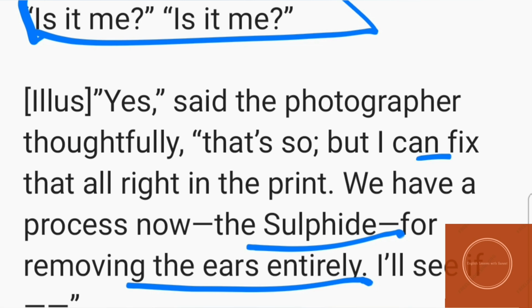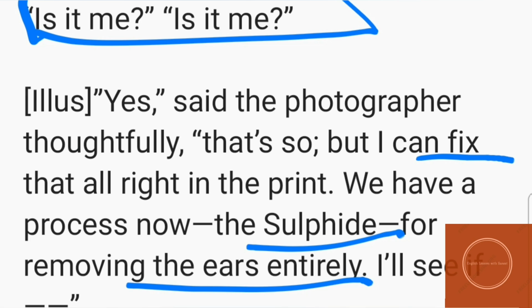What would he fix in the print? He would fix the ears of the man that were real; his real ears were there in the picture, the proof that he was showing. Now he's saying that when I print this picture, I can even change the ears also, because of the process known as sulfide, in which I'll remove your ears entirely.